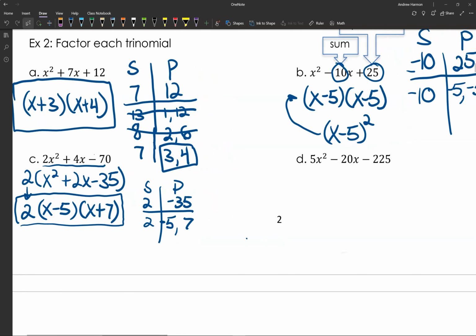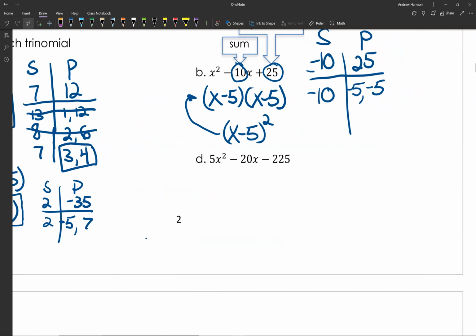Alright, one last one to look at here. We have 5x squared minus 20x minus 225. So if you notice, all of these have a 5 in them. So we're going to factor out that 5, and then we'll see what's left once that's divided out. So we get x squared, 20 divided by 5 is 4x, and then 225 divided by 5 is 45. And just bring down whatever sign was already there.